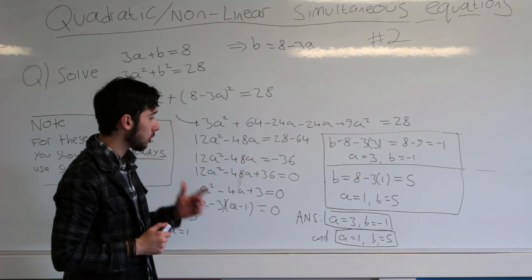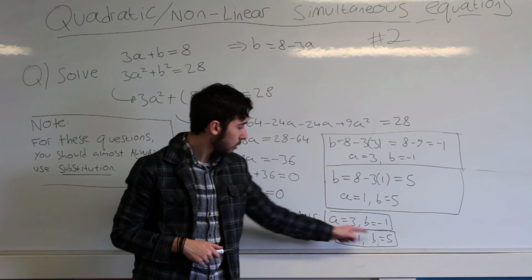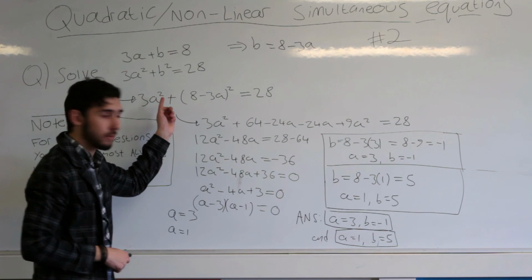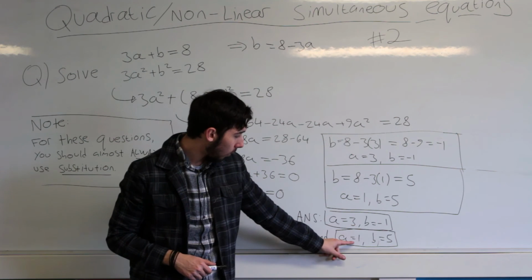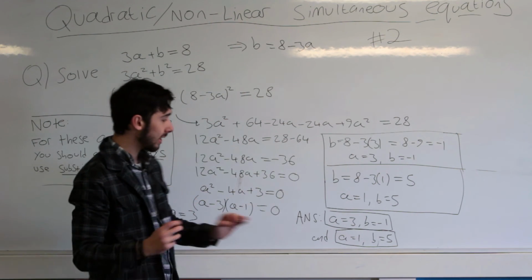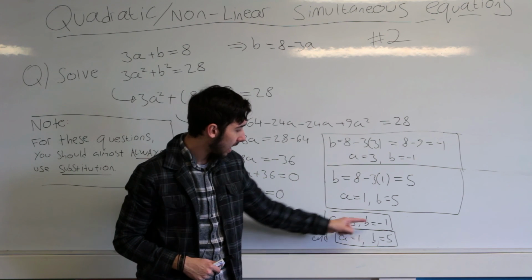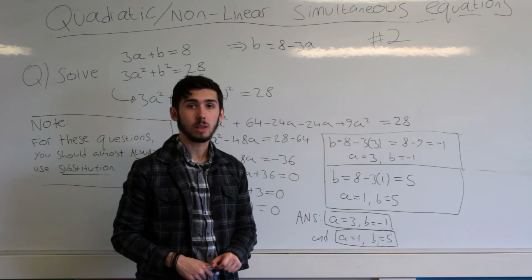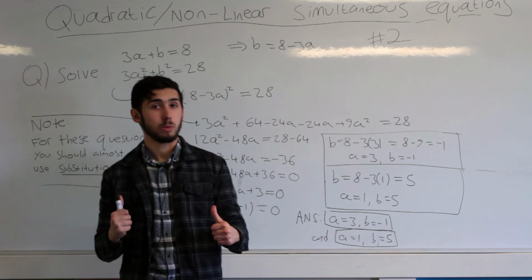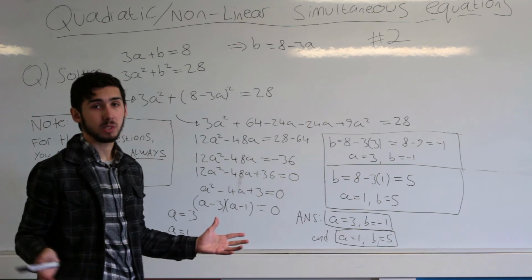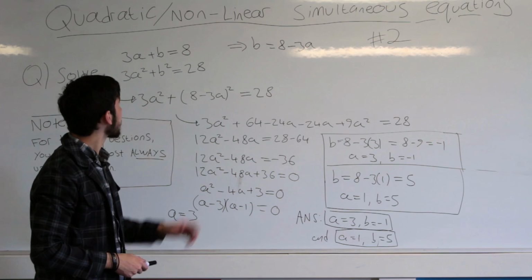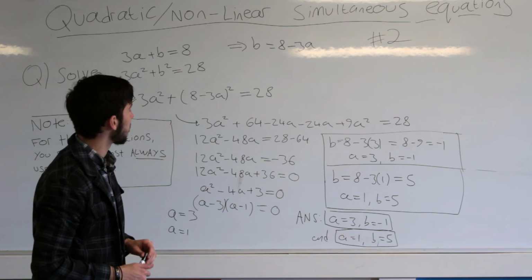Another thing is, just try substituting 3 for A and 5 for B. They won't work. Try substituting 1 for A and minus 1 for B. They won't work. They will only work if you substitute 3 for A and minus 1 for B, or 1 for A and 5 for B. They're the only times they'll work. You can't mix and match like that, okay? So that is our quadratic nonlinear simultaneous equations, okay?